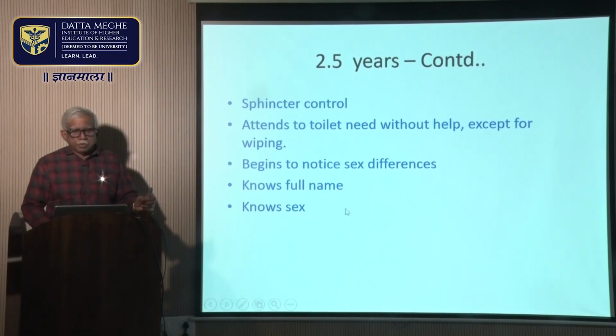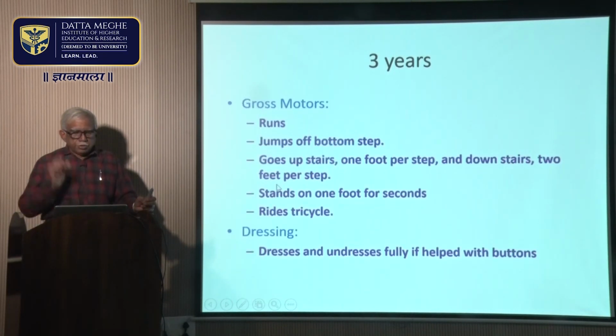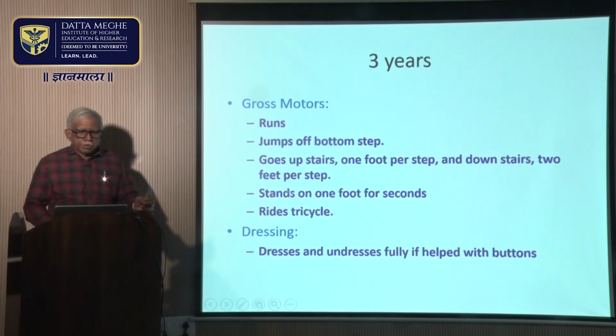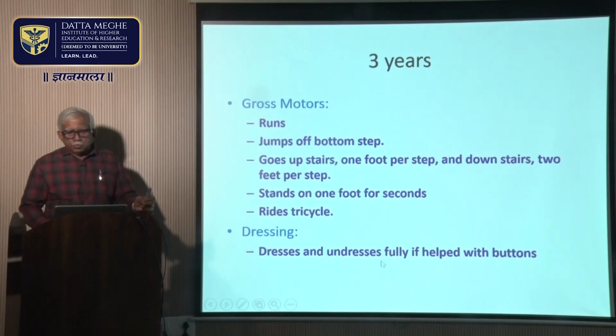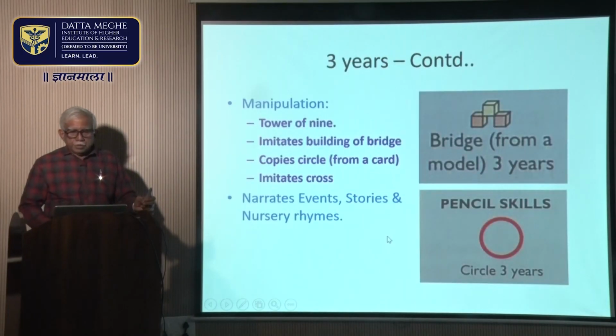He knows his full name and knows also the sex, whether it's male or female, but that is well established by 3 years of age. By 3 years he can run, jump off the bottom step, goes upstairs 1 foot per step. What is most important is he can ride a tricycle. He can dress, undress fully if helped with buttons, and he can produce a bridge from 3 cubes, and he can produce a circle at the age of 3 years when it is demonstrated.